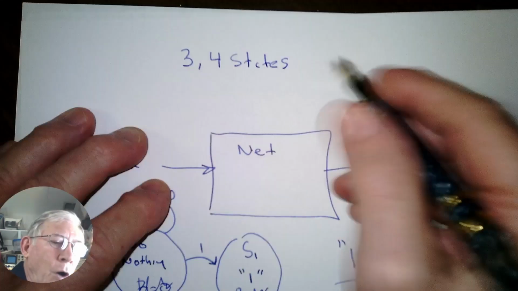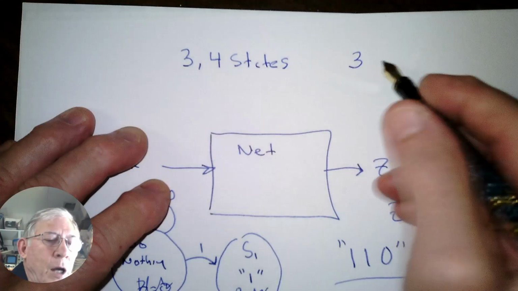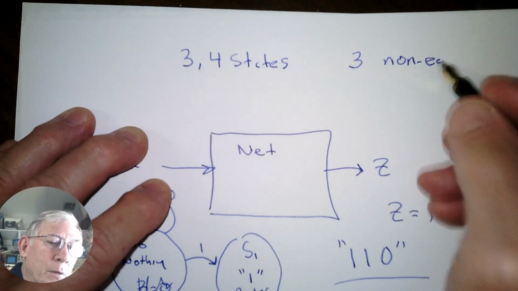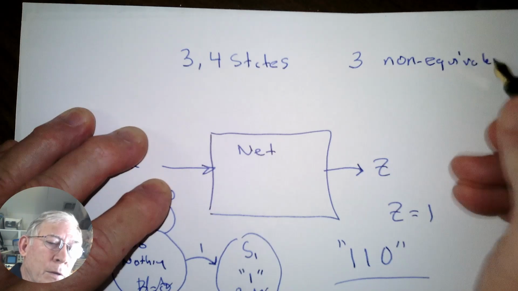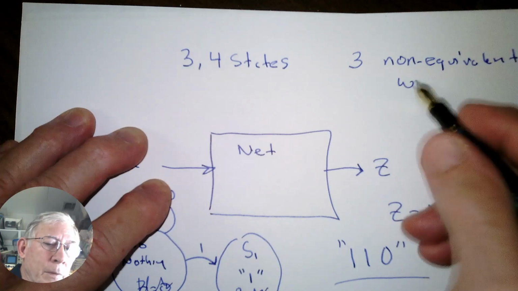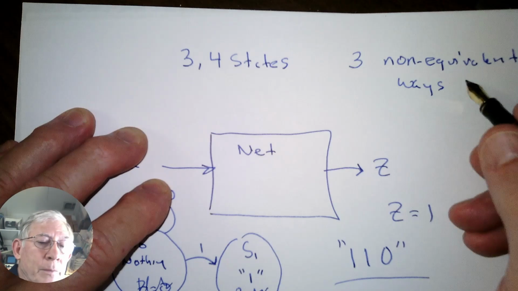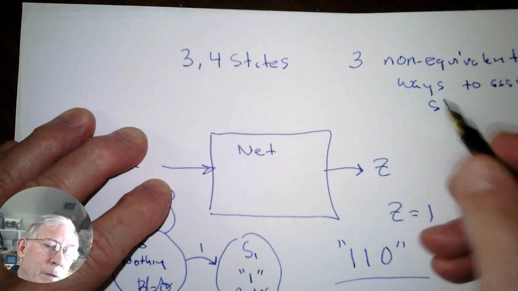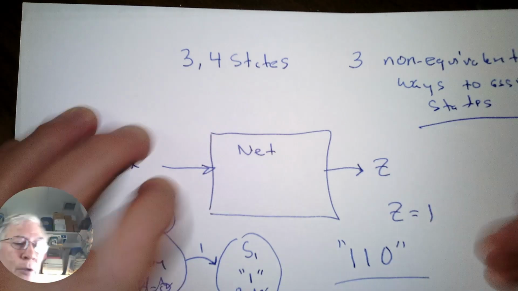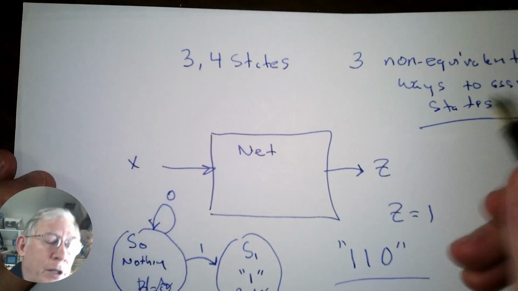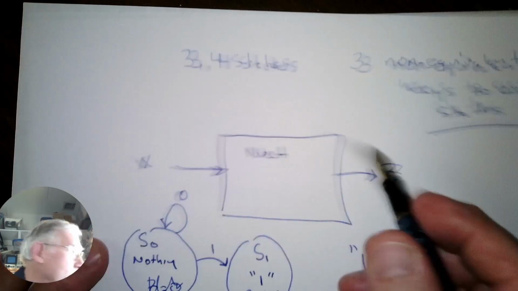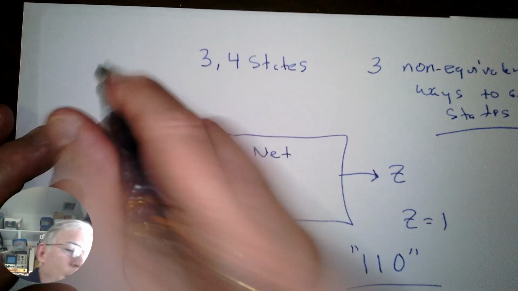there are only 3 non-equivalent ways you can assign states. Now we're going to look at this in a later chapter in a little more detail, but I just want to touch on it here. And it turns out those 3 non-equivalent ways are, you can assign it.